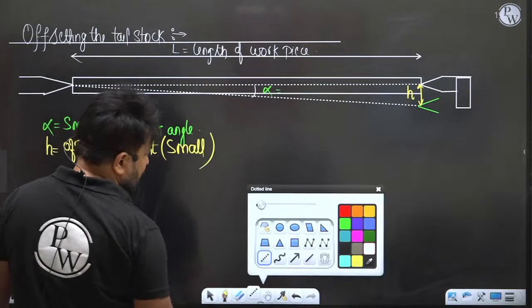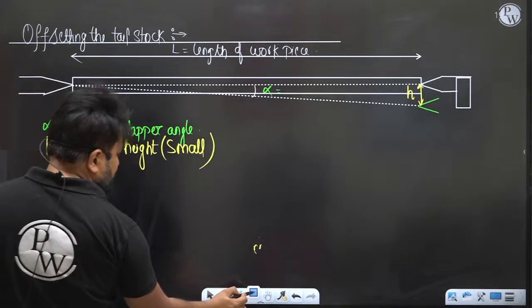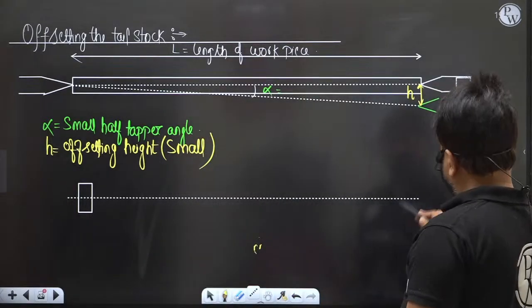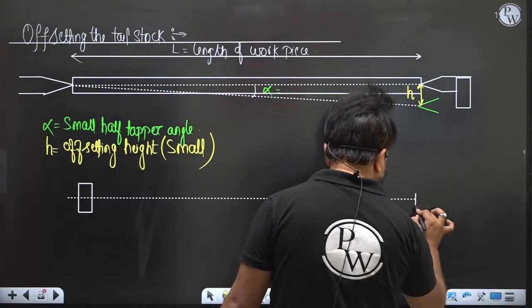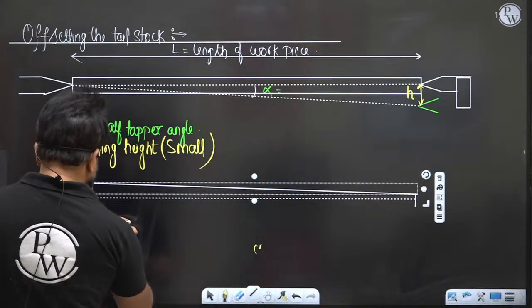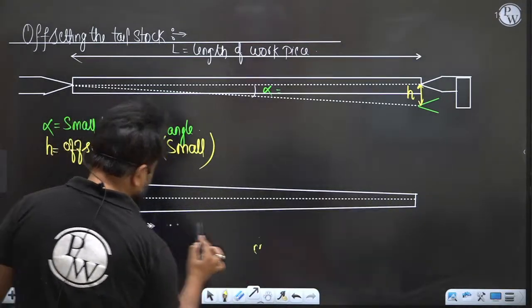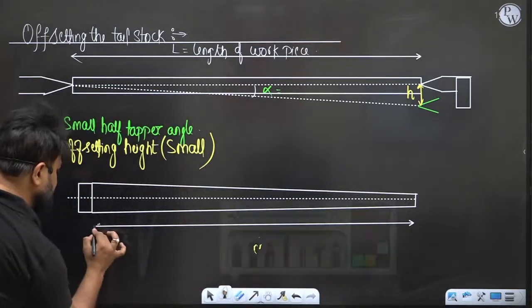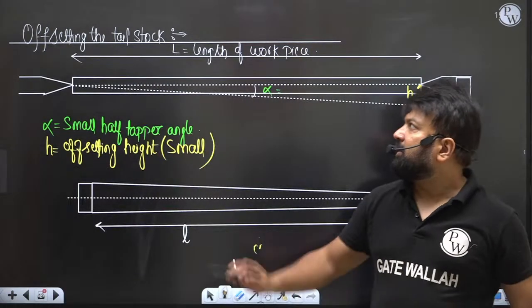Now suppose that after the tapering operation, we get the final workpiece. This is the taper. This is the tapering length, and this is the total length.